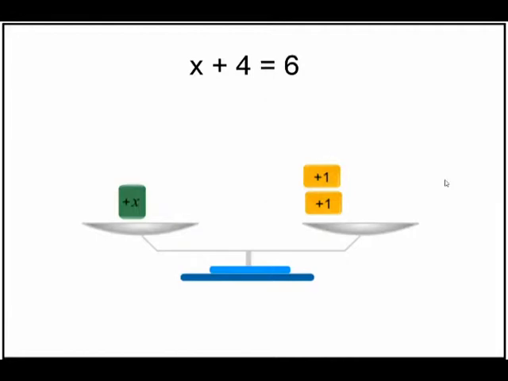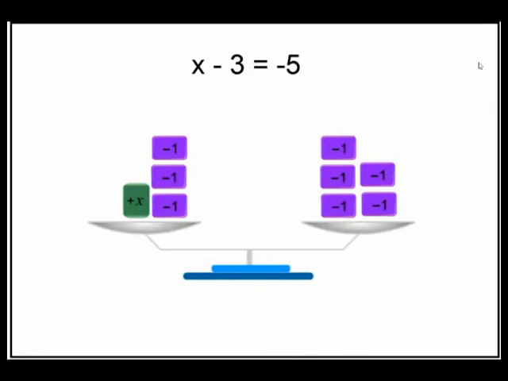This gives me the answer x equals 2. I can check my work by replacing the x with a 2, and sure enough 2 plus 4 equals 6, so I know that I've got this correct, x equals 2.